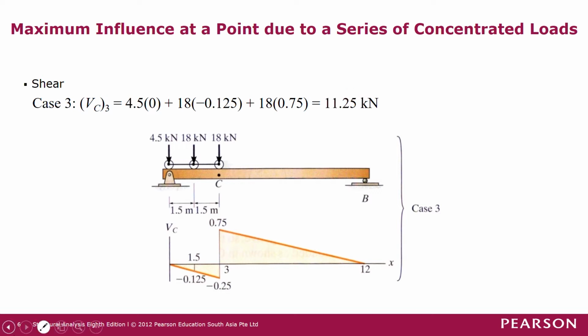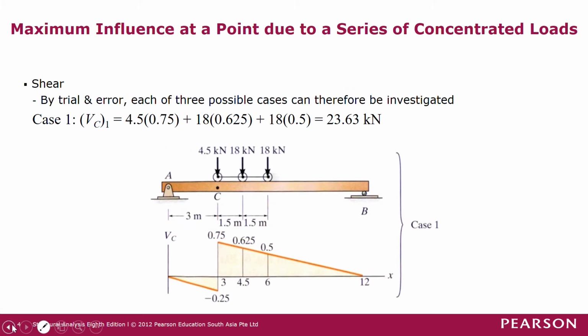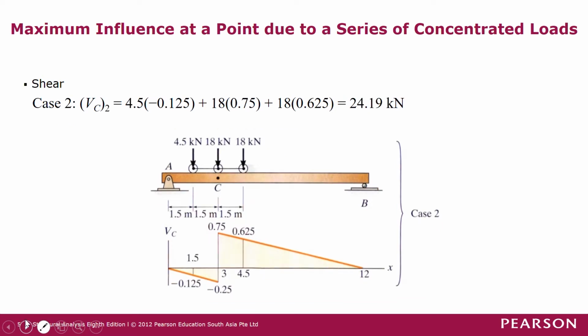So we may conclude that from all three cases, the maximum shear force occurs when the arrangement of load is like this, when the middle 18 kilonewton force is just to the right of C. This is the maximum shear force at point C, due to the loading in case 2.